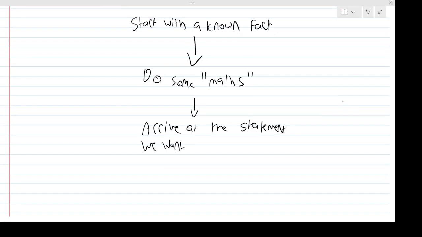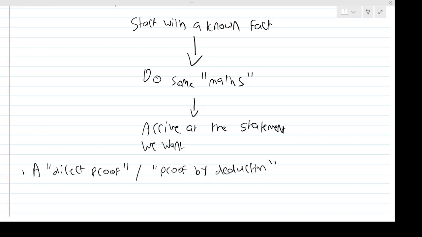And this specific process of proving something mathematically, we call a direct proof. You might also see it called a proof by deduction. Deduction basically means you're carrying out a series of steps that you know are logically or mathematically correct, going from one thing to another, to another, and eventually you get to what you want to prove.